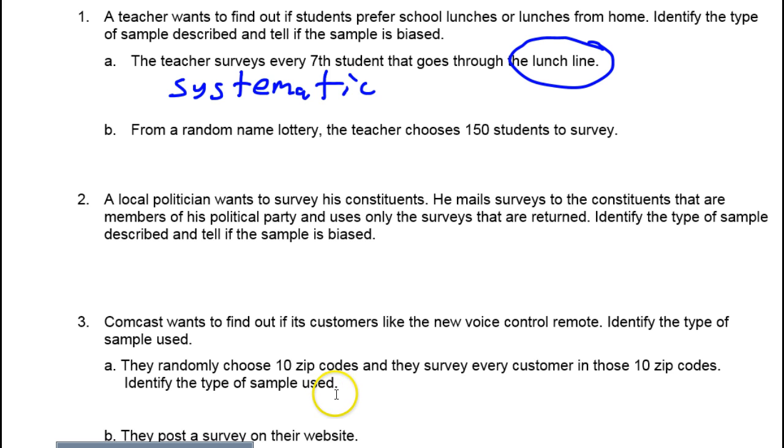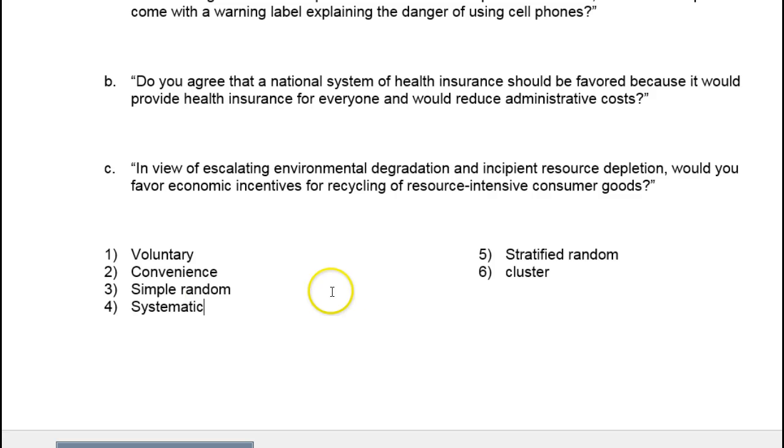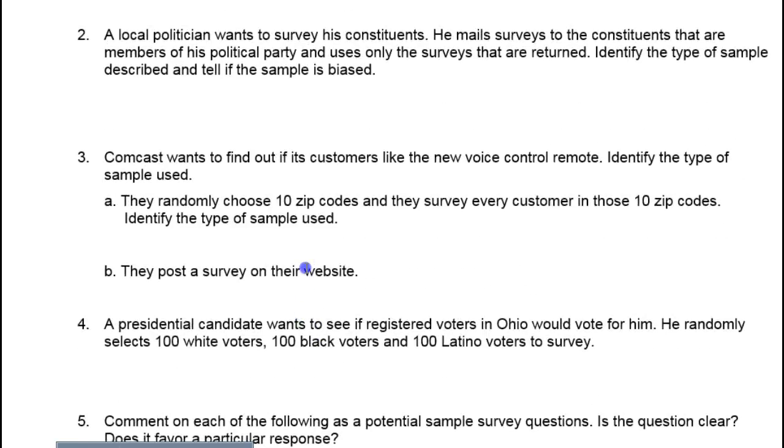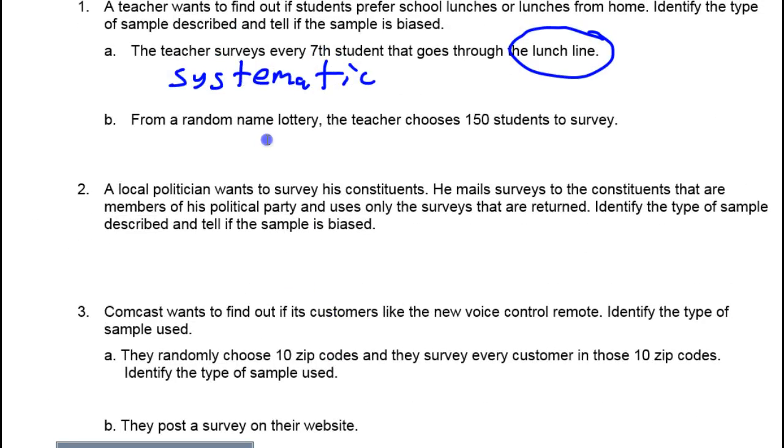Okay, I'm seeing 3s and 5s. Let me see what those two are. Simple random and stratified random. This would be simple random. Everybody is in a random name lottery.